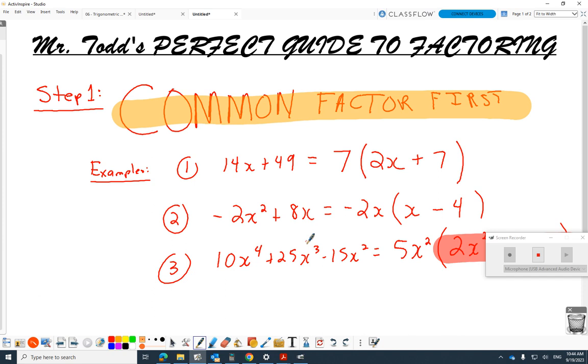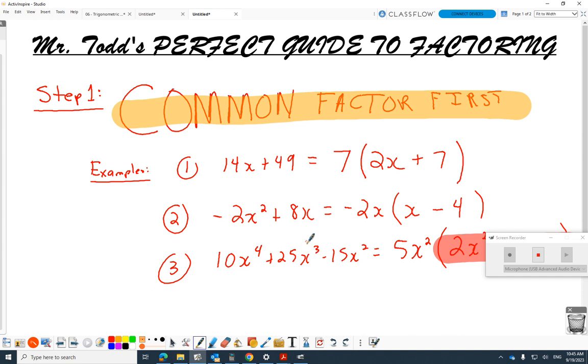Always, always, always common factor first. In fact, when I teach advanced functions, I literally write on the board in the back there, in big letters, common factor first. I just leave it up there the whole semester. Because there are questions in all levels of math that seem so ridiculously hard, but if you just common factor, everything will be fine.